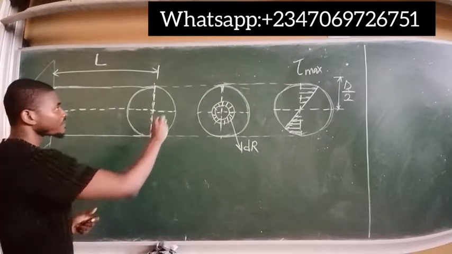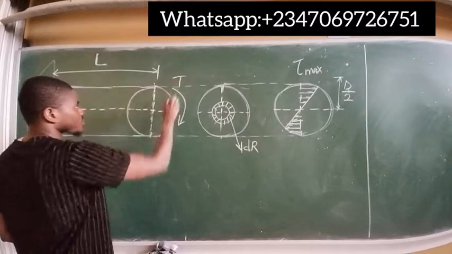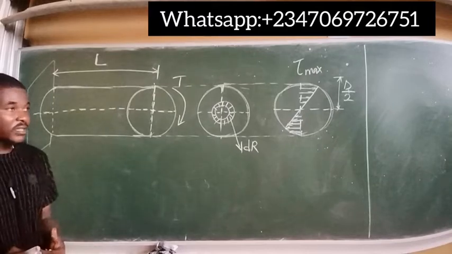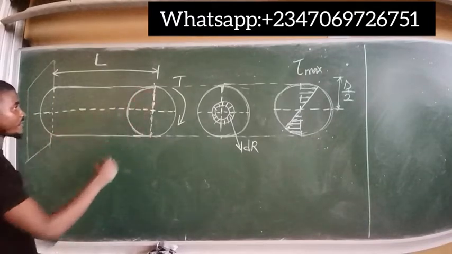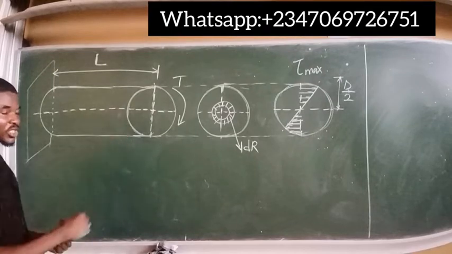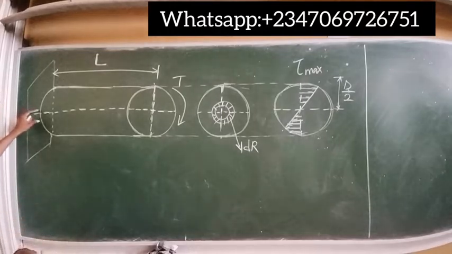And now let's say we apply a torque. Let's say we apply a turning effect torque. A torque is simply what? A turning force or a turning effect on this end of the shaft. This can also be called a shaft. So let's say we apply a torque on this end of the shaft.